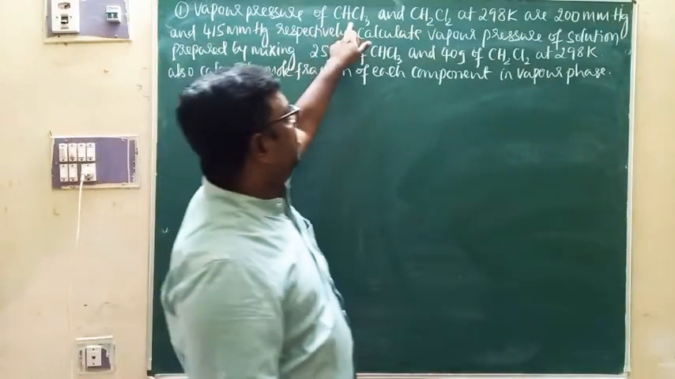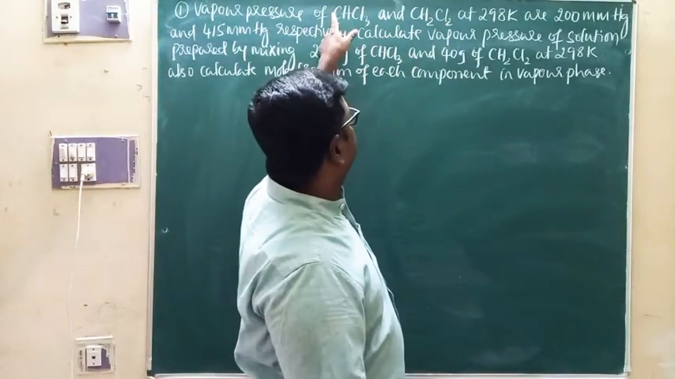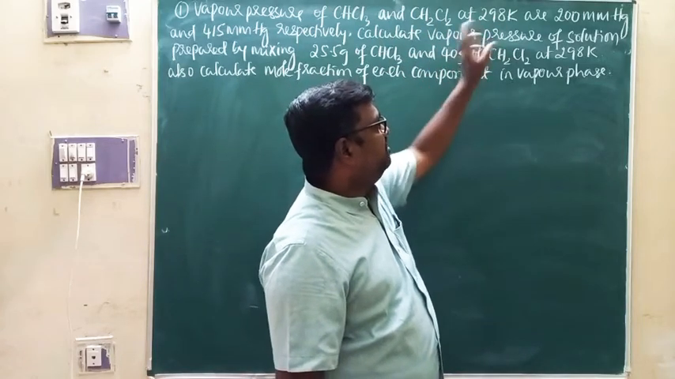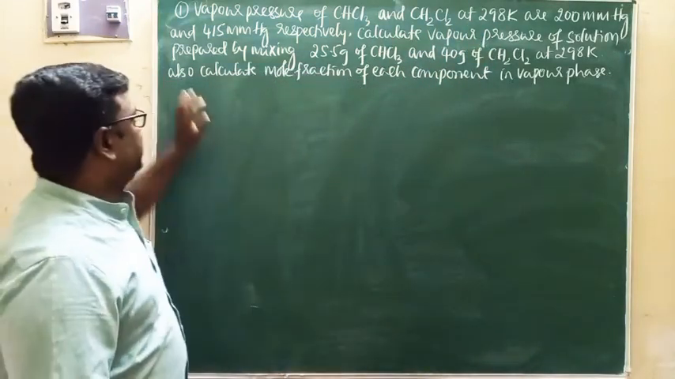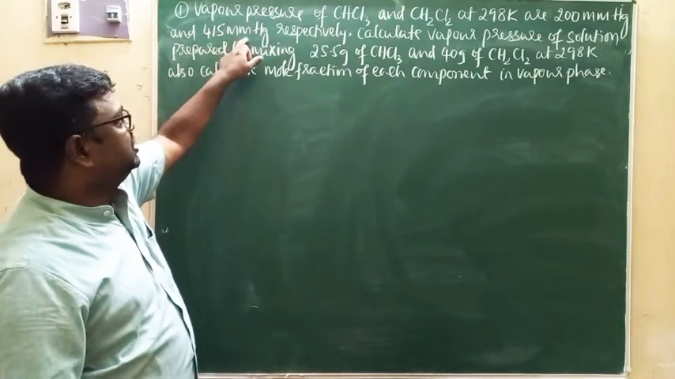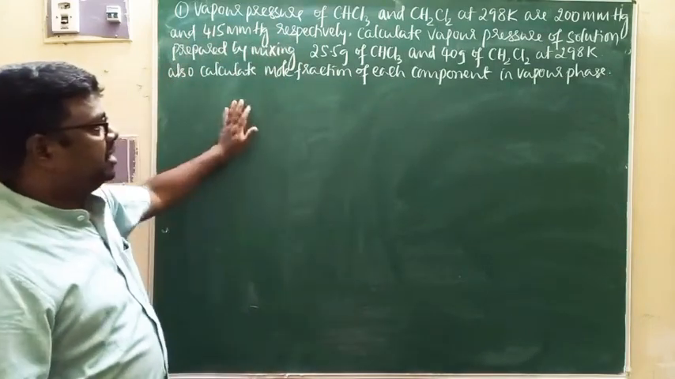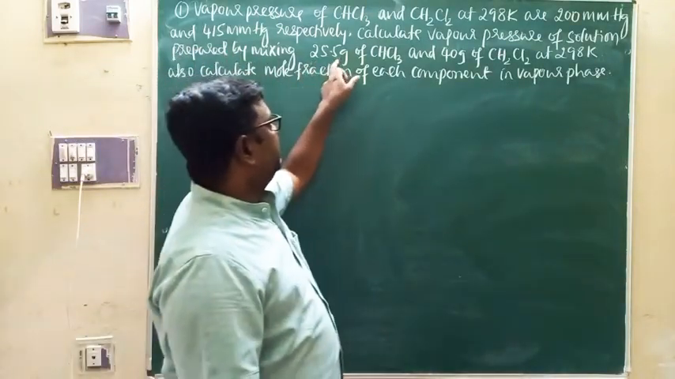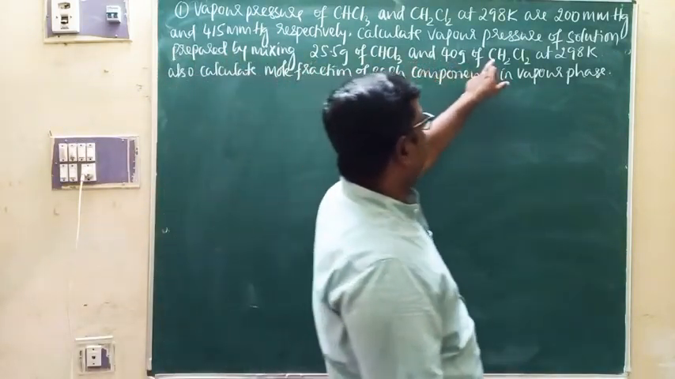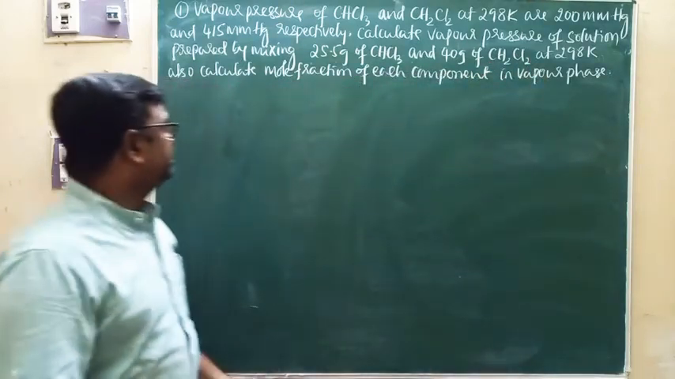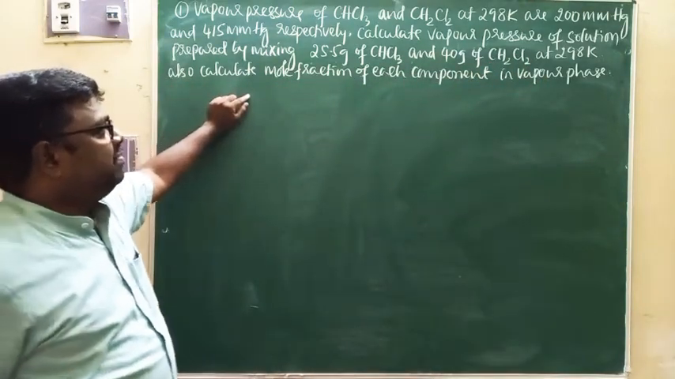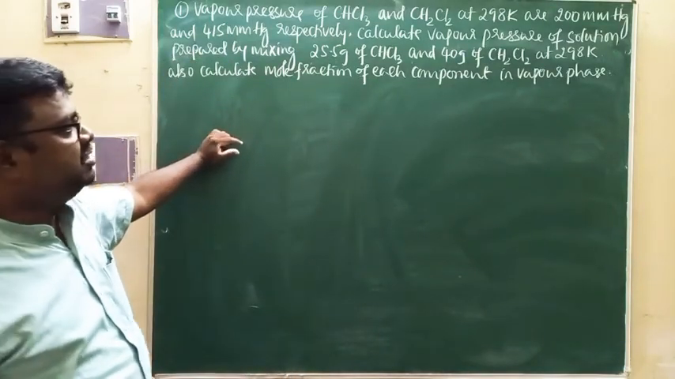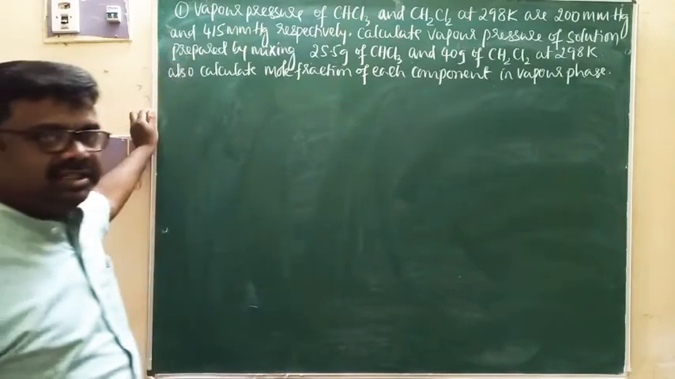Vapor pressure of chloroform and dichloromethane. Vapor pressure of CHCl3 and CH2Cl2 at 298 kelvins are 200 millimeters of mercury and 415 millimeters of mercury respectively. Calculate vapor pressure of solution prepared by mixing 25.5 grams of chloroform and 40 grams of dichloromethane at 298 kelvins, and also calculate mole fraction of each component in vapor phase. This is the problem, and you are supposed to calculate two values here.